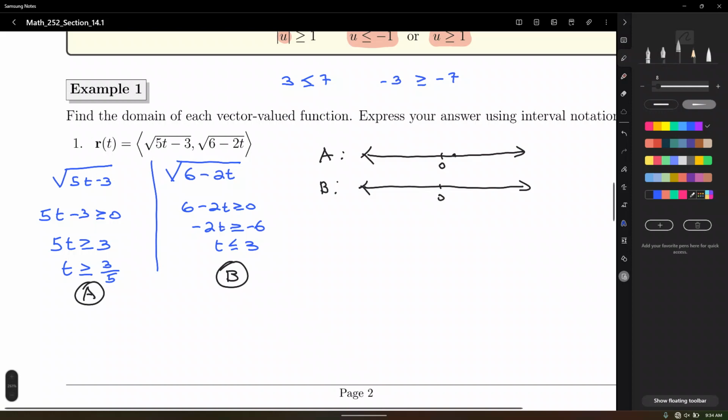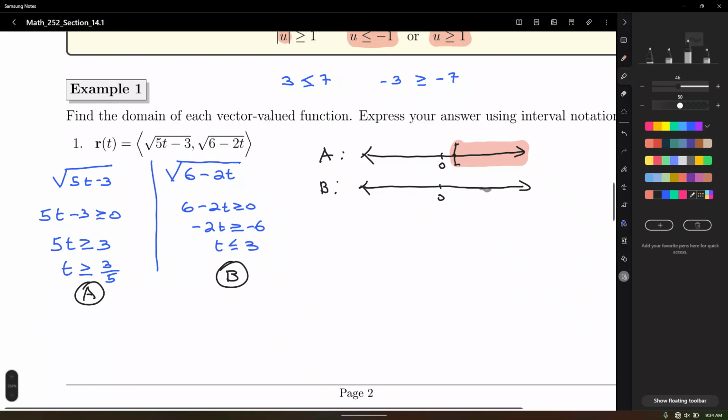Now, in accordance with the inequality symbol, am I going to shade to the right or to the left? To the right. Okay, I'm going to put brackets because brackets are related to greater than or equal or less than or equal, depending on the case. And I'm going to shade to the right.